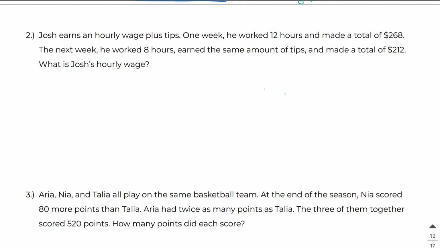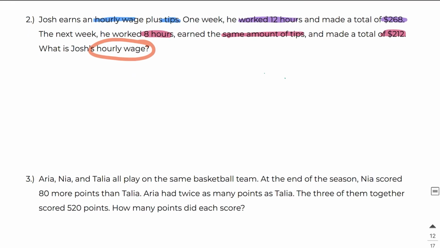So it tells us that Josh earns an hourly wage and he also gets tips. So then it says that 1 week he worked 12 hours and made a total of $268. And then the next week, he worked 8 hours and earned the same amount of tips and made a total of $212. And it's asking us to find out what his hourly wage is. So we want to find out his hourly wage. So the things I don't know in this problem are how much he gets paid per hour.